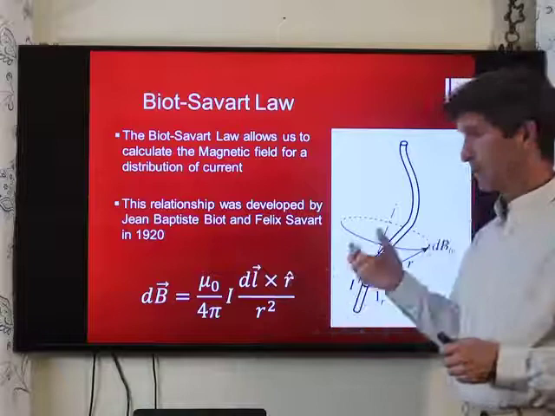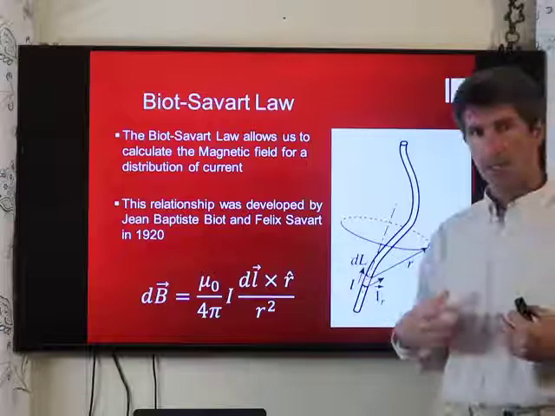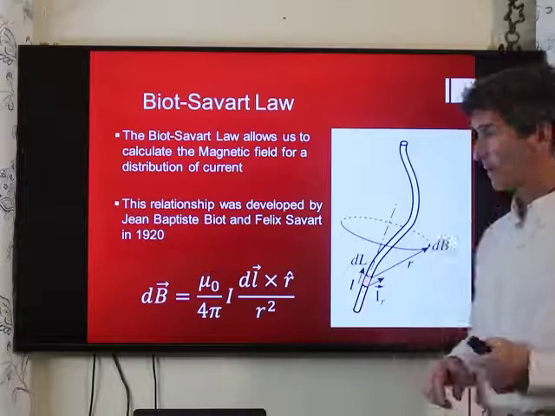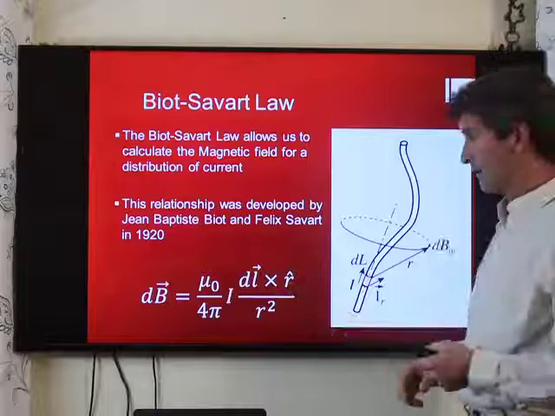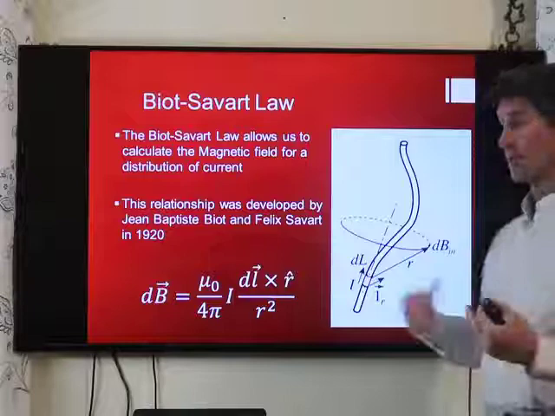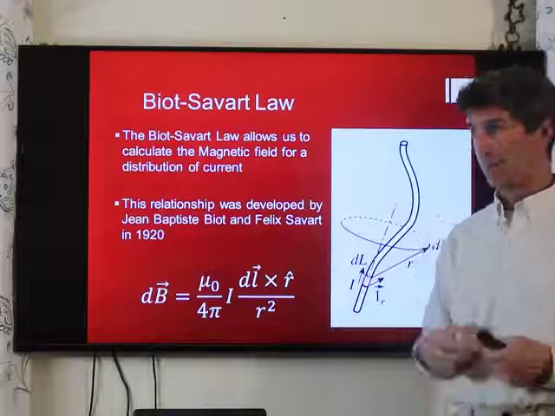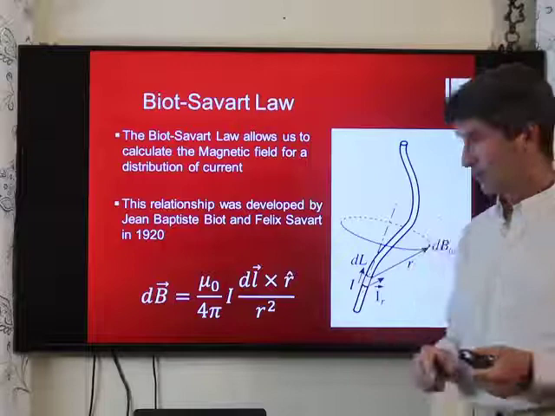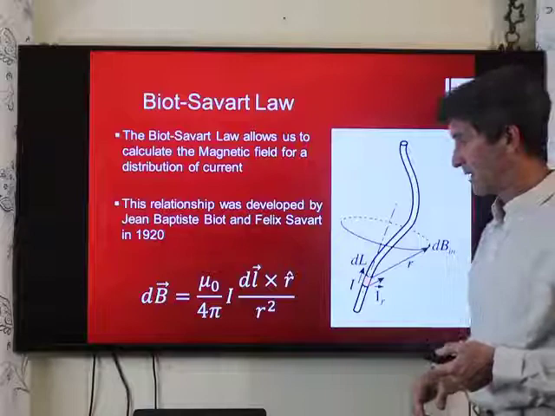But let's analyze what exactly is in this equation. We have mu zero, the permeability of free space, it's a constant. We have 4 pi, another constant down there. I is the amount of current. So what this assumes, obviously, is the current is constant throughout the wire. And really, from Kirchhoff's junction rule, we know, unless we're branching current off, that a single strand of wire is going to have a constant current, so we don't have to worry about that. That I is pretty much the same throughout the wire.